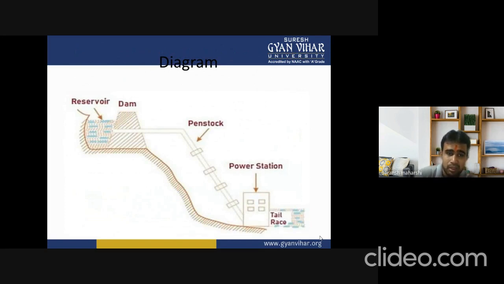Here we will discuss the reservoir, dam, penstock, power station, and the tailrace. The tailrace is connected to the power station, and it is used to store the energy after this process, and then this water again passes through the reservoir. The dam is connected to the penstock, the penstock is connected to the power station, and the power station is connected to the tailrace. These types of hydroelectric power plants are called low head hydroelectric power plants, which is a part of the availability of water.